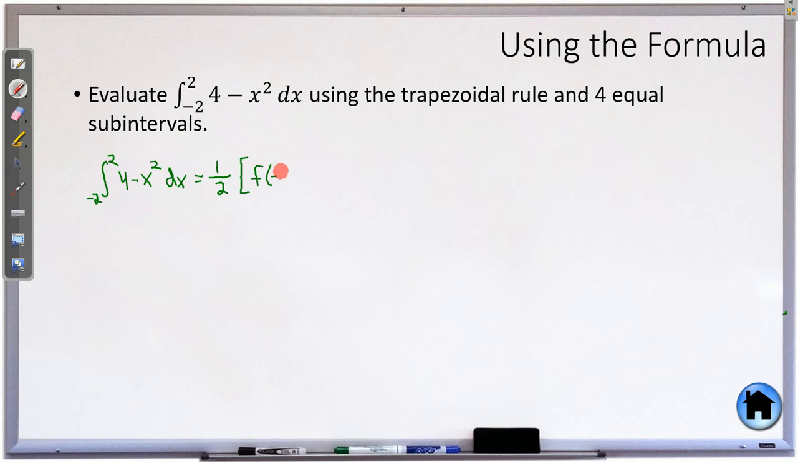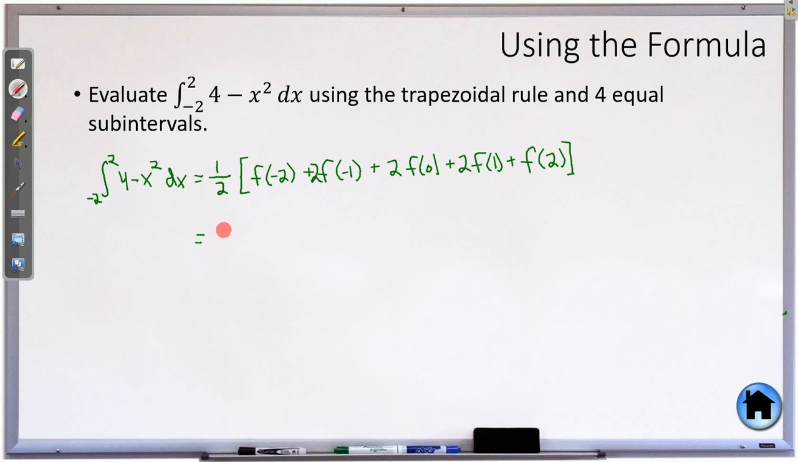f at negative 2 is our starting x. That's where we're starting. Plus, then we move over 1 subinterval. That will put us at f at negative 1. But there are 2 of those. Then we move over 1 more: 2f at 0, plus 2f at 1. And then our last one is f at 2. So that will be just one singular f at 2.